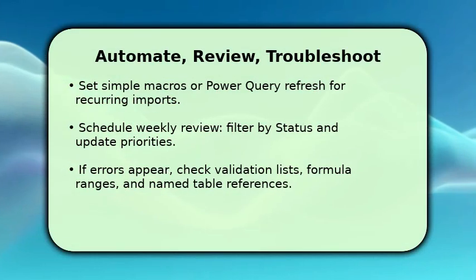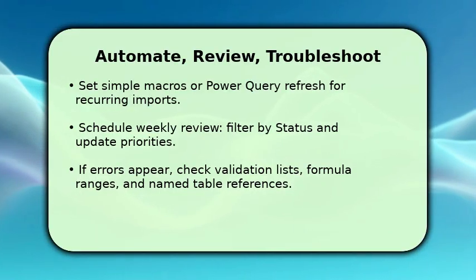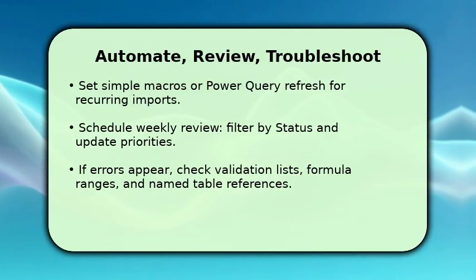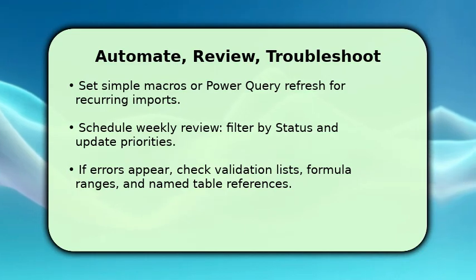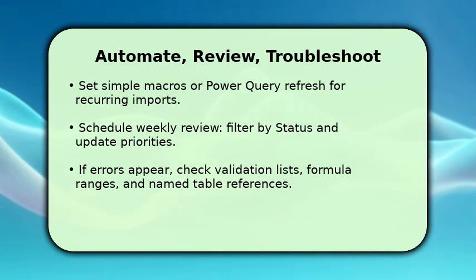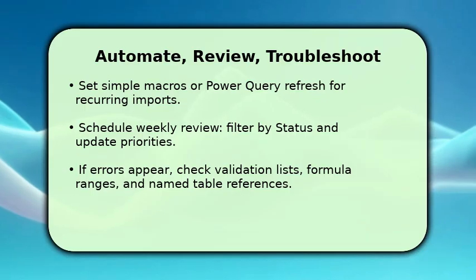To finish, automate and set a rhythm so the system endures. You can add simple macros or use Power Query to import recurring data. Schedule a weekly review where you filter by status, adjust priorities, and archive completed items. Make sure to back up a copy before major changes.